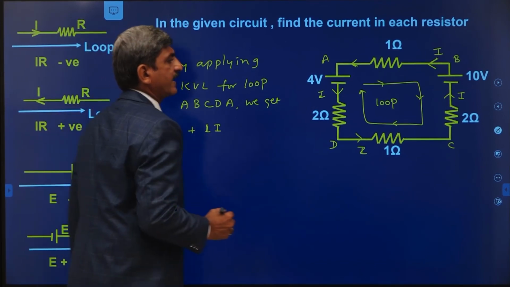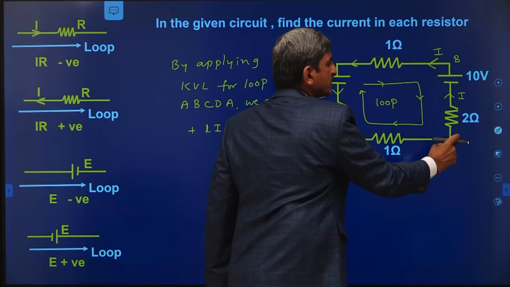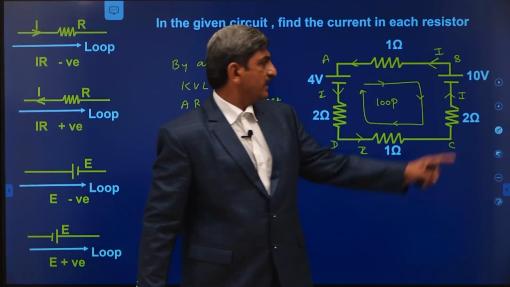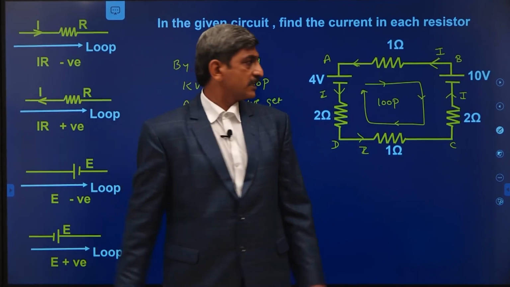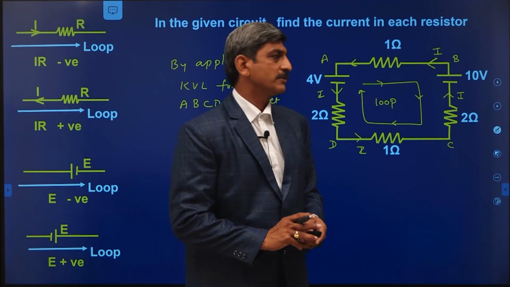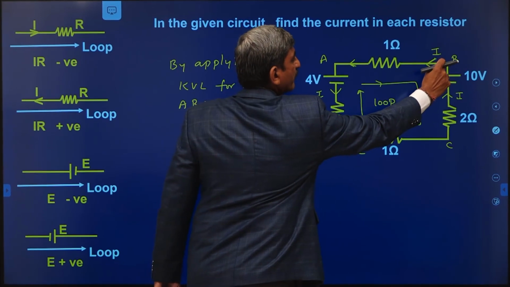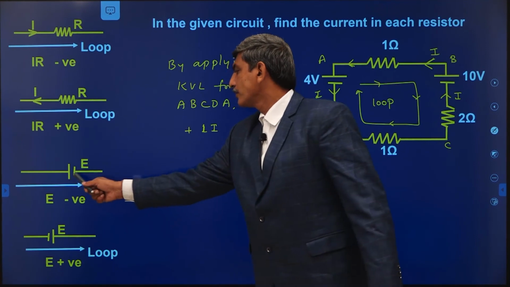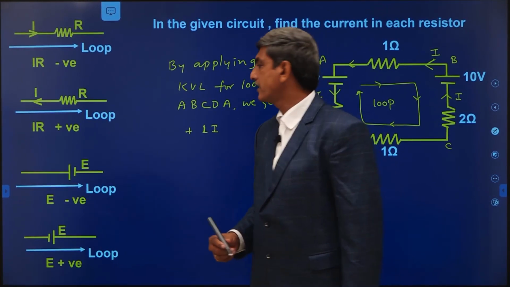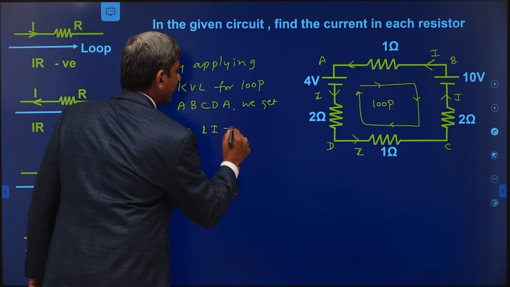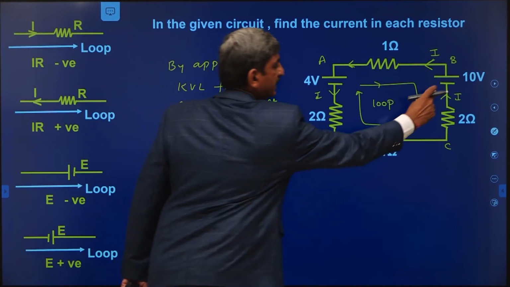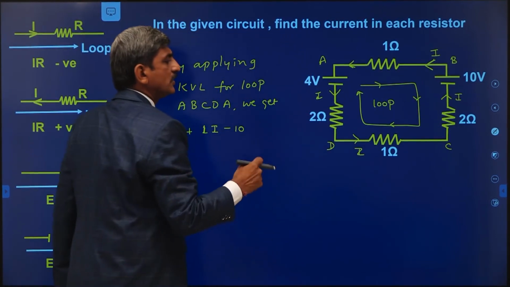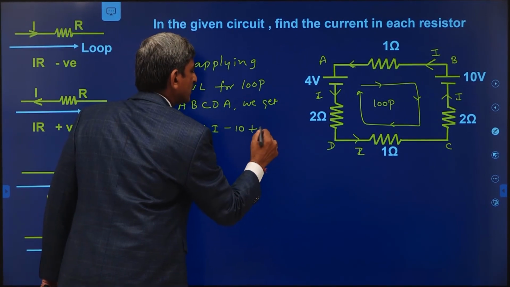Next, when we are moving from B to C, there is a cell and there is a resistor. Use the rule of the cell for the cell and the rule of the resistor for the resistor of the circuit. Now here we are moving from the positive terminal to the negative terminal of the cell. Whenever we move from the positive terminal to the negative terminal of the cell, the EMF is taken as negative, so this is minus 10. Next, in this resistor, the direction of the current and the direction of the loop are in the same direction, so that IR is positive, plus 2I.